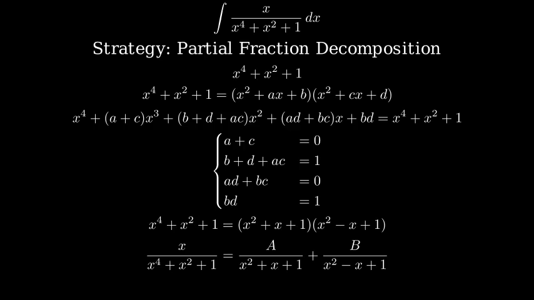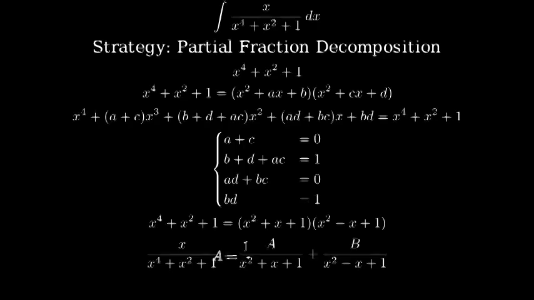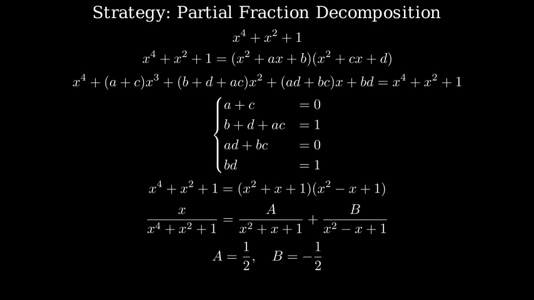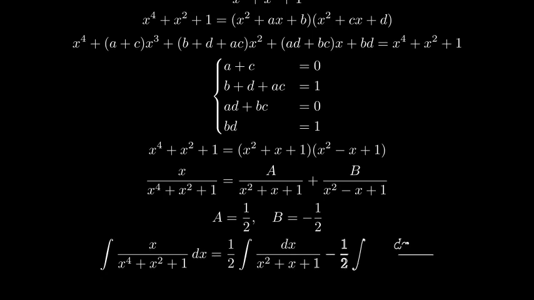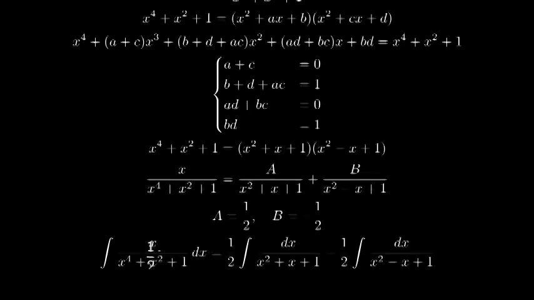Cross-multiplying and comparing coefficients, we find that a equals 1/2 and b equals negative 1/2. Therefore, our integral becomes 1/2 times the integral of 1 over x squared plus x plus 1 minus 1/2 times the integral of 1 over x squared minus x plus 1. The final answer is 1/2 times the natural log of x squared plus x plus 1 minus 1/2 times the natural log of x squared minus x plus 1 plus a constant of integration.